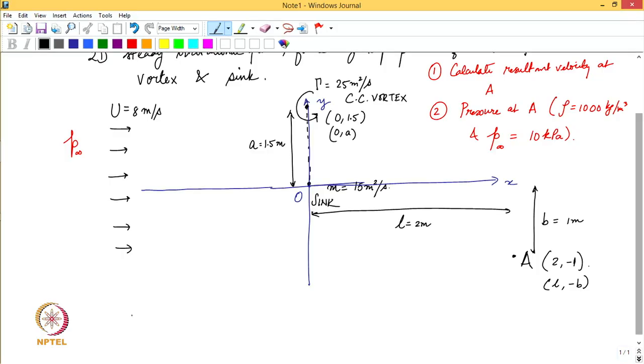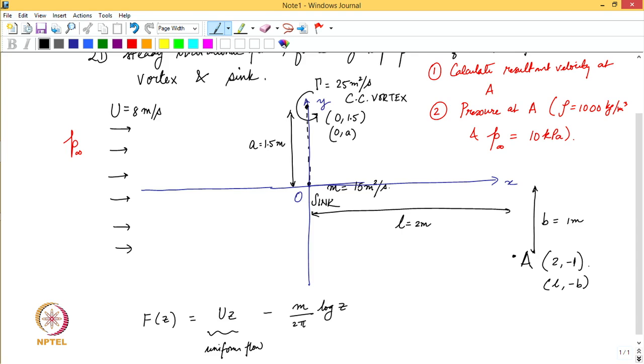So, we will first write the complex potential for this case, which is f of z, which would be the resultant of superposition of these 3 elementary flows. So, we can say this will be u z from uniform flow, right. Then we have a sink in this problem. So, its potential will be minus m by 2 pi log of z, just because the sink is located at the origin. And then we have a counterclockwise vortex. So, this is important.